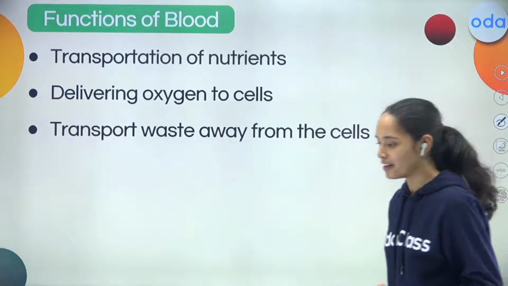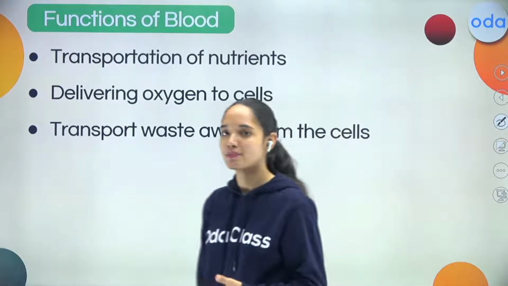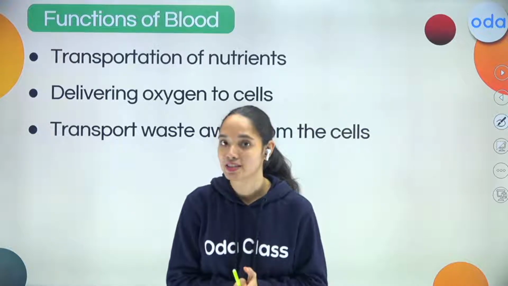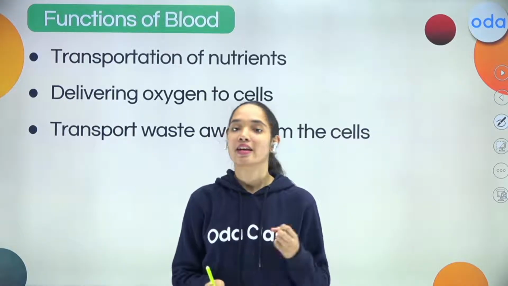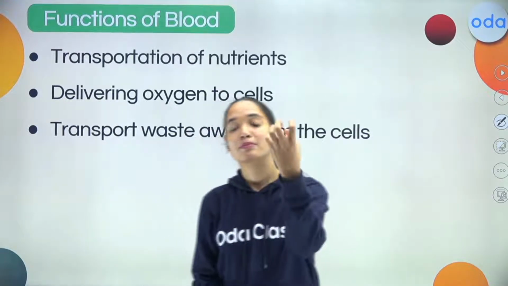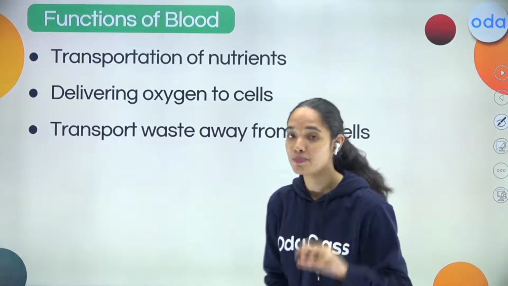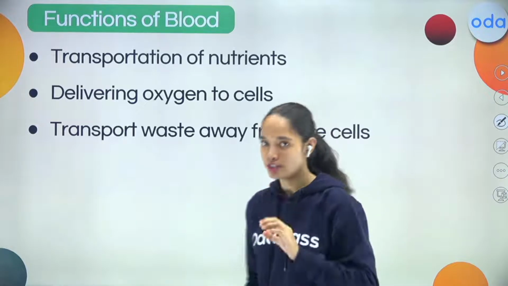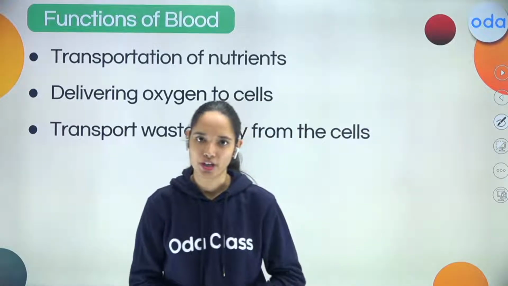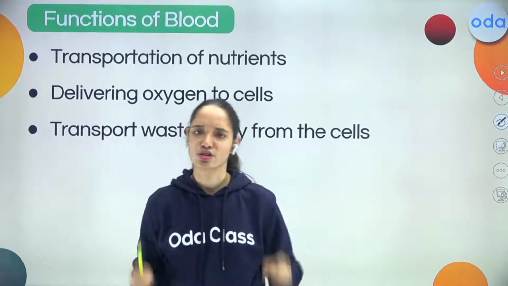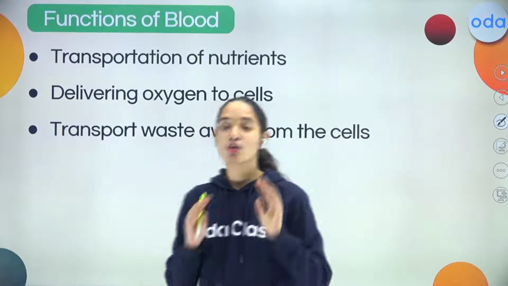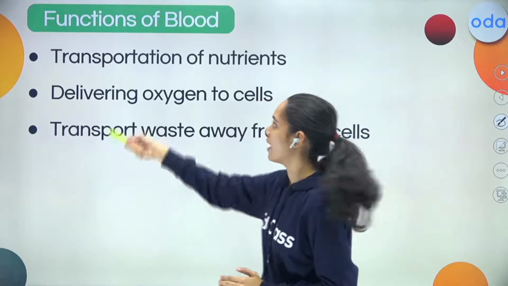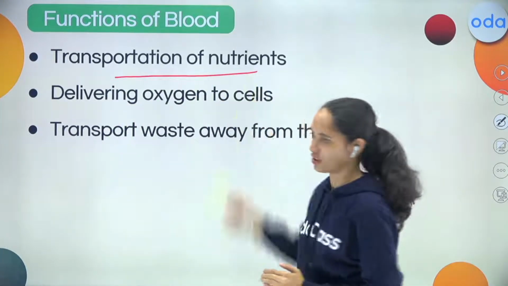So, if you remember about the digestive system, which we also learned, right? What were the end products of our digestive system? Basically, in the end, the digestive system absorbs the nutrients, right? Now, these nutrients should be transferred to the various parts of the body so that our body can function properly, right? Who is going to do this transfer? It is the blood. So, blood transports the nutrients.